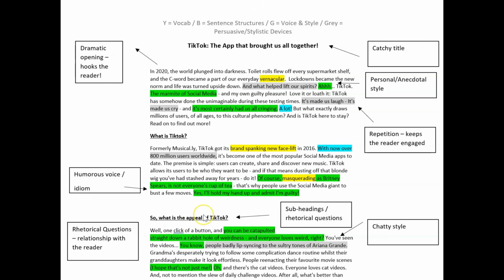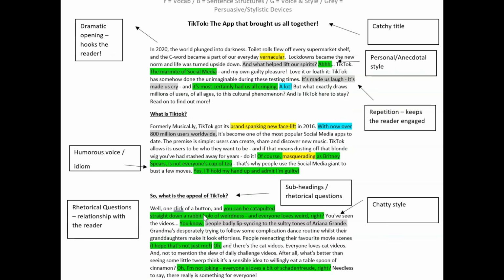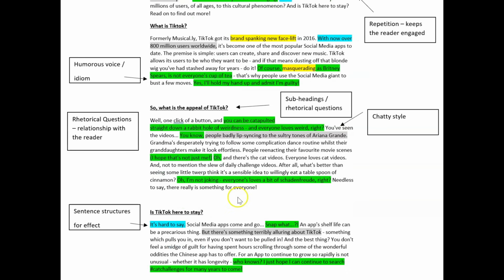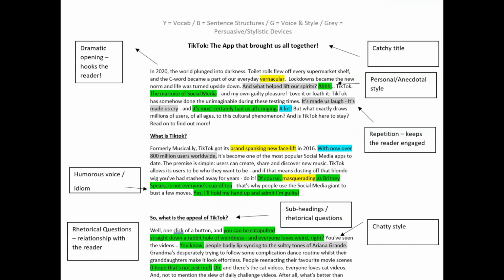So I always say to my students, just use rhetorical questions. So I've used, what is TikTok? So what is the appeal of TikTok? And lastly, is TikTok here to stay? And it just means that it divides the information up nicely for your readers.